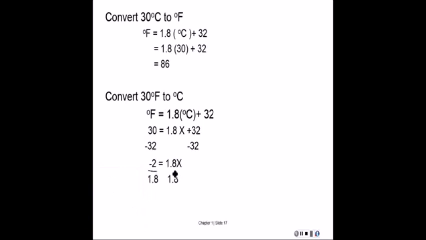So here's my line like that. Here's my line. Now these would cancel out, and then I would solve it, and I'd get minus 1.11 degrees centigrade is equal to X. Pretty straightforward.